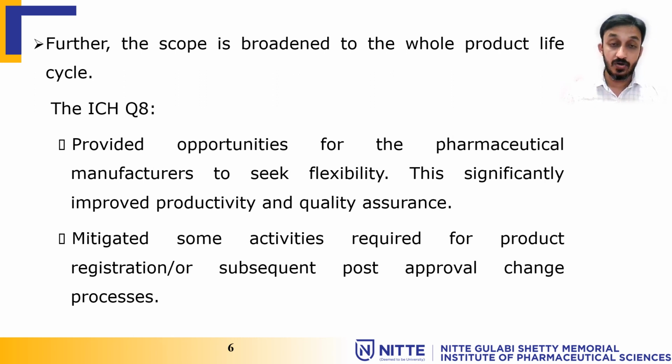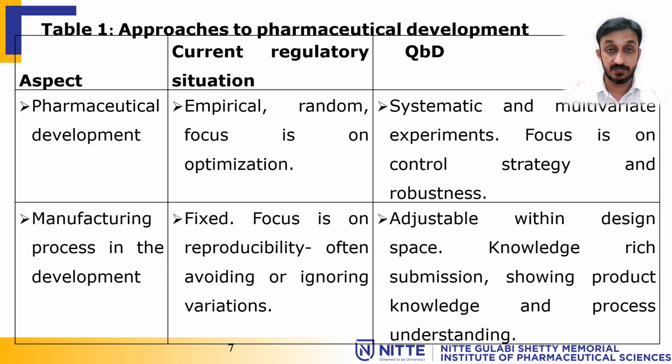Further, the scope is broadened to the whole product life cycle in the new amendments. Thus, ICH Q8 provides opportunities for the pharmaceutical manufacturers to seek flexibility. This significantly improved productivity and quality assurance, and mitigates some activities required for product registration and the subsequent post-approval change process.